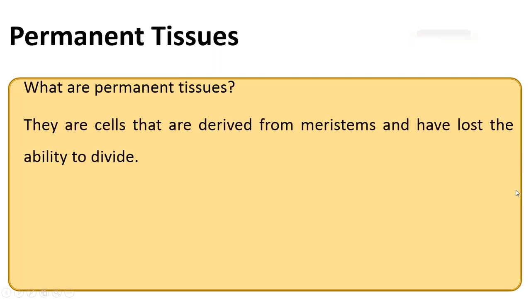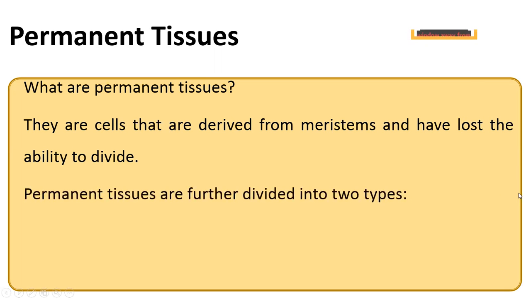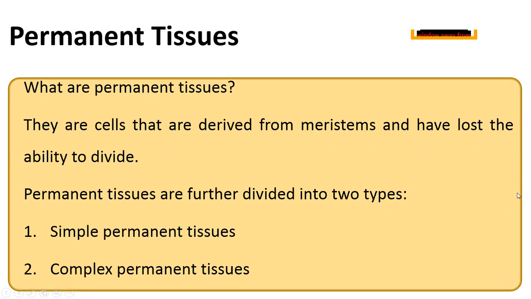Okay, so what are permanent tissues? They are the cells that are derived from meristems and have lost the ability to divide. Okay, they do not divide. And permanent tissues are further classified into two types: simple permanent tissues and complex permanent tissues.